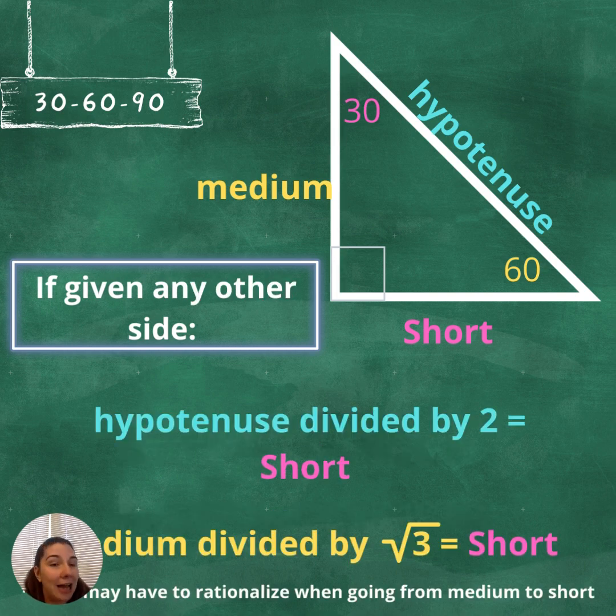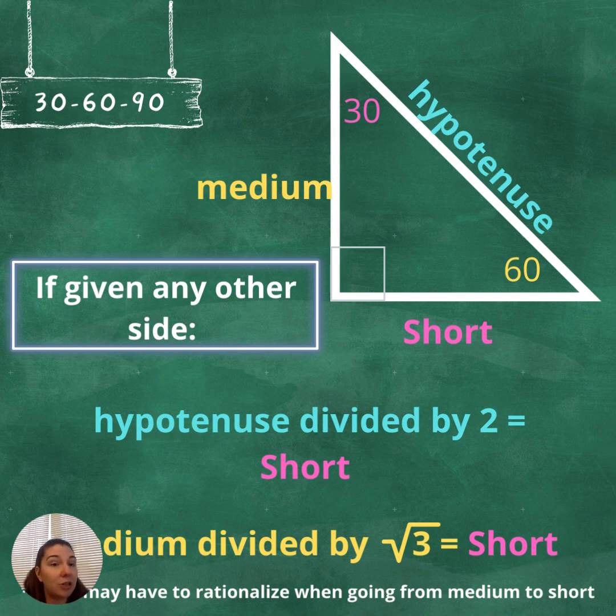But if you are not given the short side, and you're given either the hypotenuse or the medium side, you have to solve for the short side first. Say they gave you the hypotenuse and they wanted you to identify both the short and the medium. You have to find the short side first before you find the medium side, because there's no direct way to go from hypotenuse to medium.